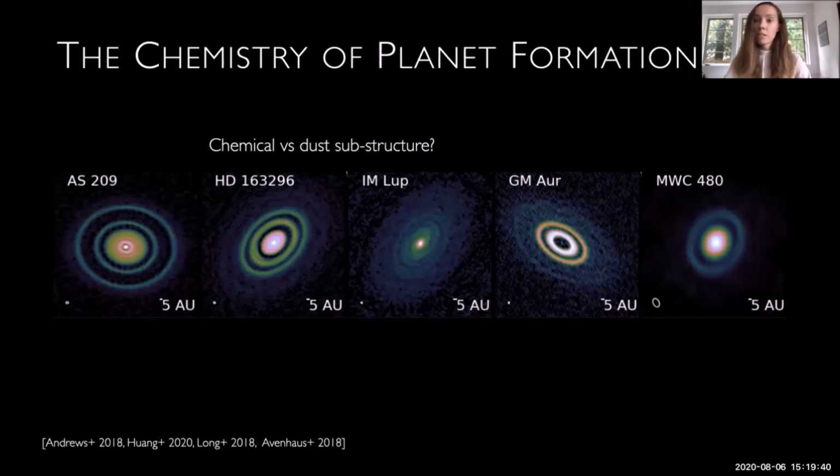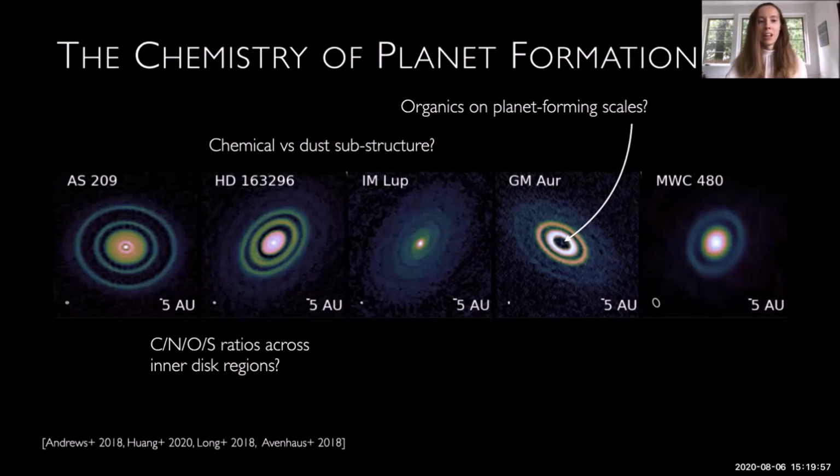Does chemistry cause some of this substructure, or do these rings and gaps change the chemistry as the planet is assembling? When we're talking about the organics, what is the inventory actually in the inner part of the disk where we think most planets are forming? These elemental ratios, how do they change along those inner 30 AU?